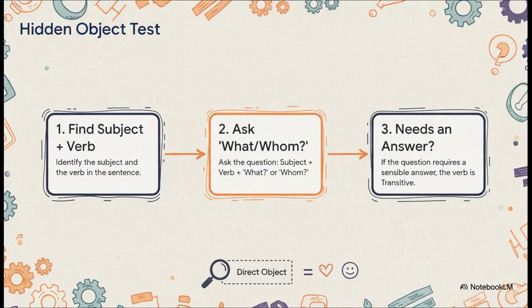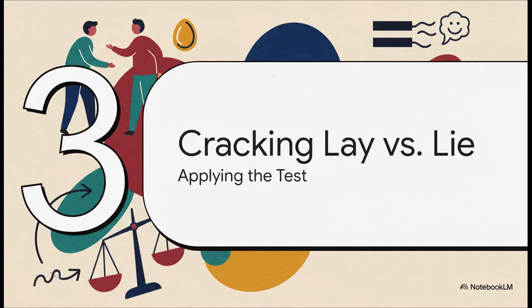And the test for this? Oh, it's incredibly simple. All you do is find your subject and your verb, and then you ask what or whom. So for a sentence like, she telephoned, you ask, she telephoned whom? Well, you need an answer, right? Her uncle. The fact that you need an answer tells you telephoned is a transitive verb. It's a total game changer. Okay, tool number one is in hand. Let's put it to work on our first big case, the classic mystery of lay versus lie. This one test is literally all you need to get it right, every single time.